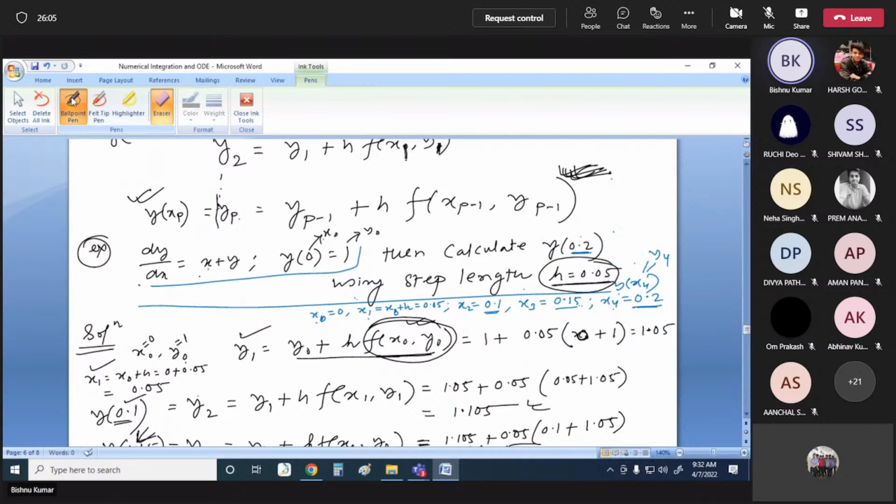H equals 0.1 means, in the first iteration, what value will you get? X0 is 0. X1 is 0 plus 0.1, which means 0.1. Then the value of y at 0.1. Then x2 is x1 plus h, which means 0.1 plus 0.1 is 0.2, and y2 you have to calculate. Only after doing two iterations may you be able to give the answer, isn't it? So if h is less, you have to perform a lot of iterations. If h is more, you have to perform fewer iterations.